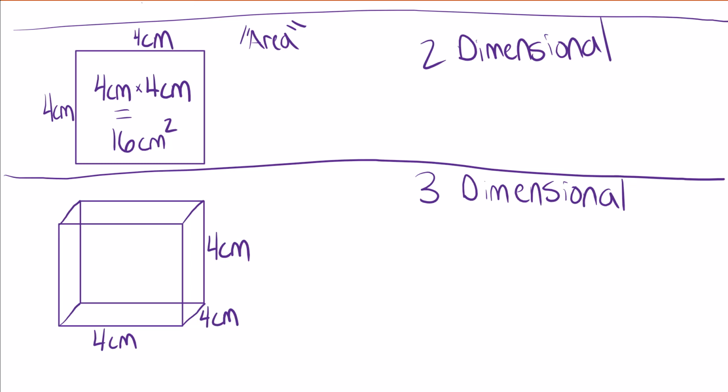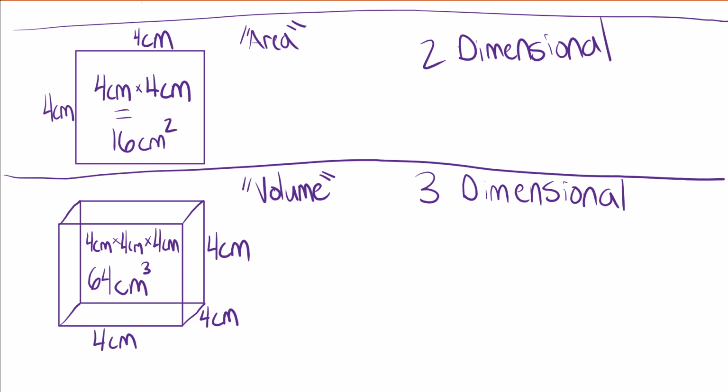Now we want to measure the amount of space that is taken up by this cube if it were solid, for example. And now we are going to a 3-dimensional measurement of space. We call this volume. And likewise, with the 2-dimensional shape, we're going to take each of the dimensions for a cube anyway, and we're going to multiply them together. 4 centimeters times 4 centimeters times 4 centimeters. 4 times 4 times 4 is 64. And centimeters times centimeters times centimeters is centimeters cubed.